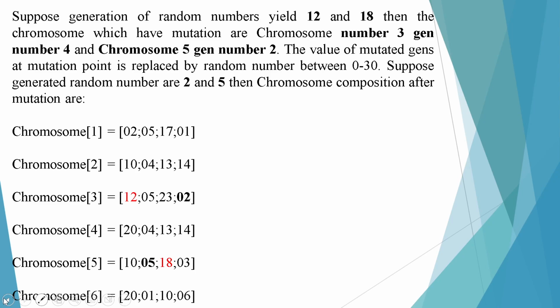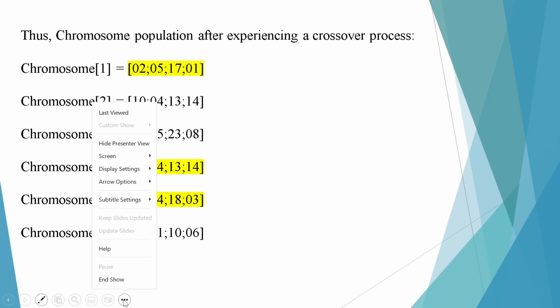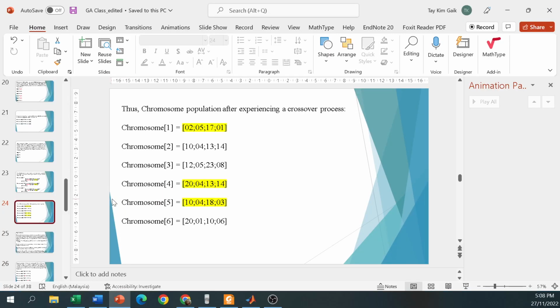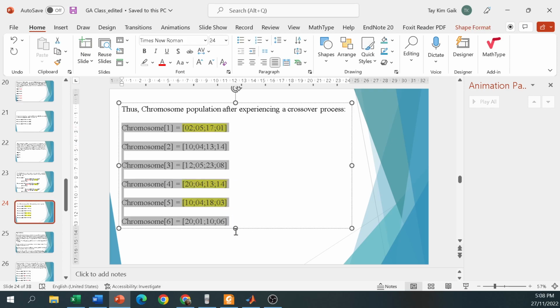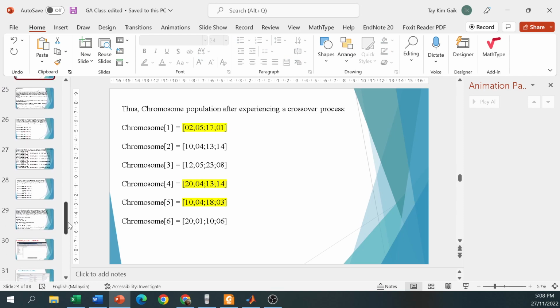Initially, chromosome 3 was here: 12, 5, 23, 08. Check back now. We copied everything here to see, before and after mutation.